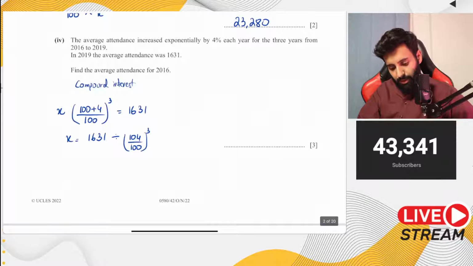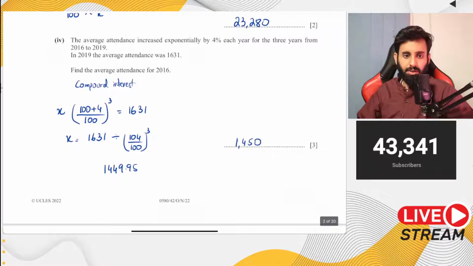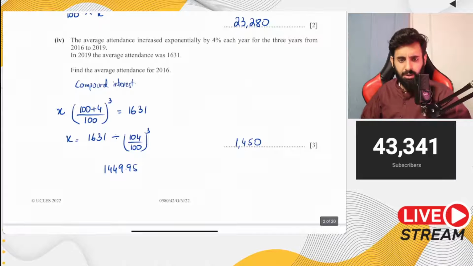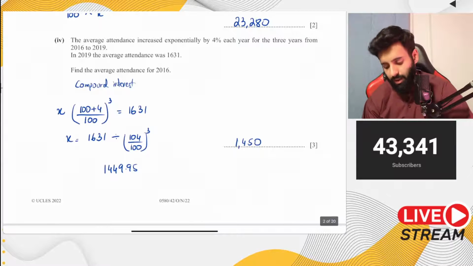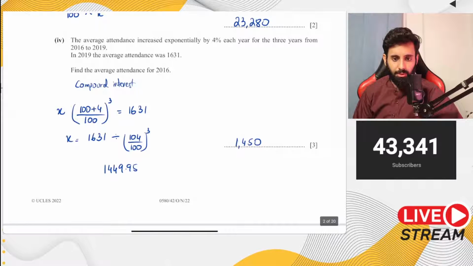So here we are, we're looking at 1449.95, which then becomes 1450, correct to 3 significant figures. And obviously we're talking about attendance, number of people, so you can't have 0.9 of a person attending a football game. That doesn't make sense.